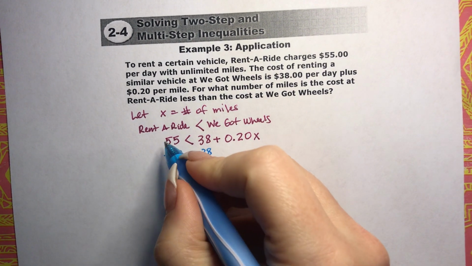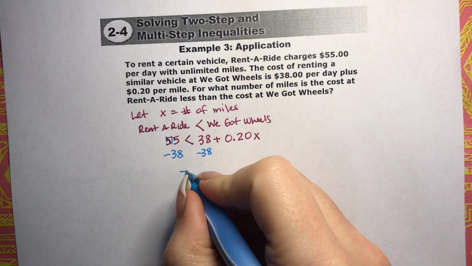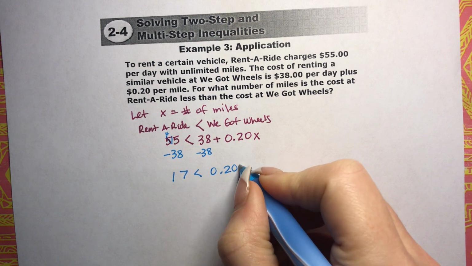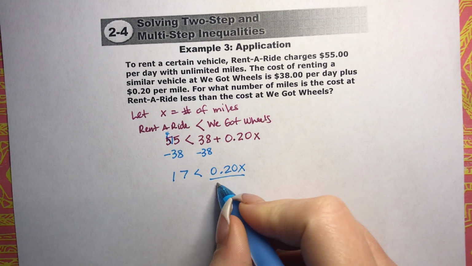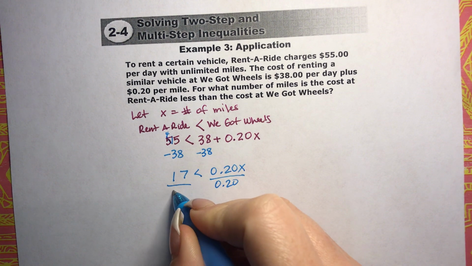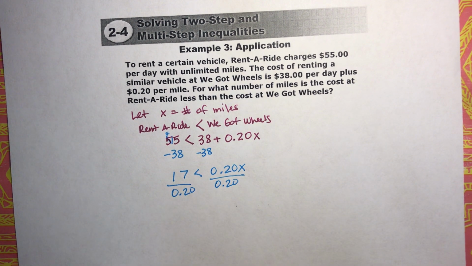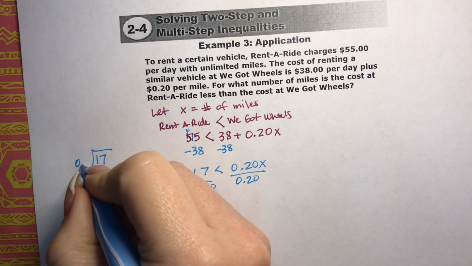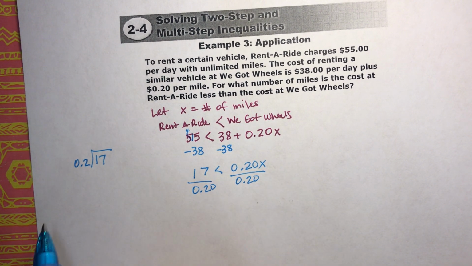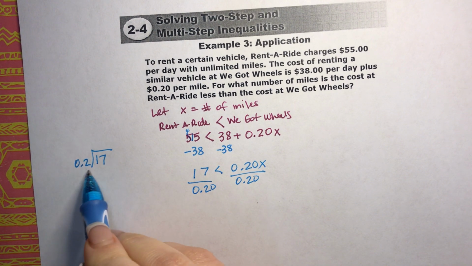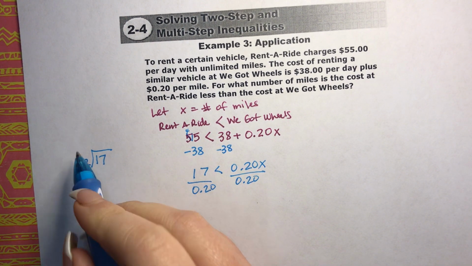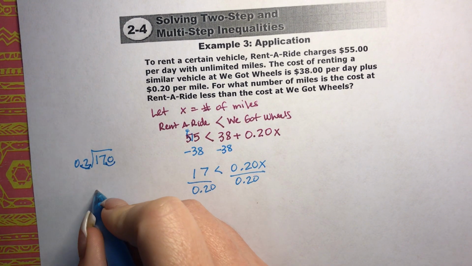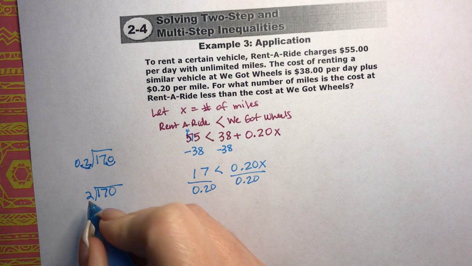That would leave us with 17. Okay, then we need to get x by itself, so we're going to divide both sides by 0.20. So 17 divided by 0.20. The first thing about dividing by decimals is that you can never divide by decimals, so we have to move this over one place, move this over one place, adding a 0. So we're really doing 170 divided by 2.